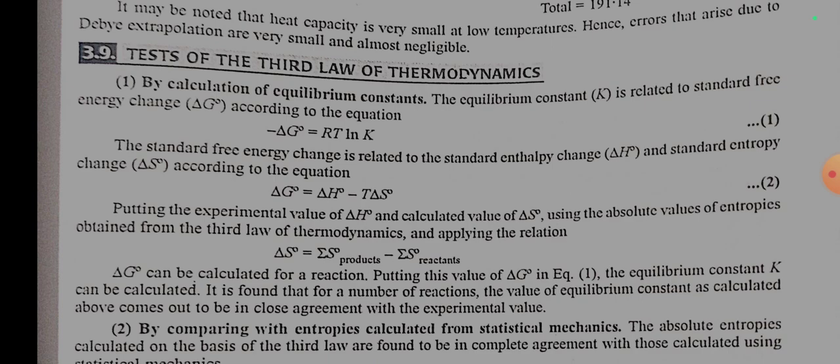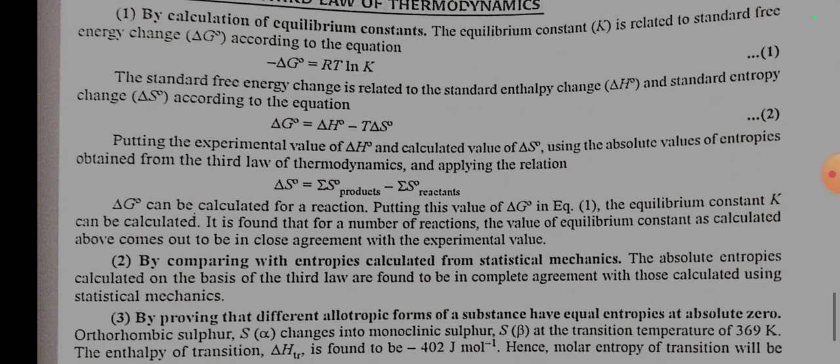Test of the third law of thermodynamics. Number 1. By calculating the equilibrium constant. The equilibrium constant is related to the standard free energy according to the equation minus delta G naught is equal to RT ln K. The standard free energy change is related to the standard enthalpy change and the standard entropy change according to the equation delta G naught is equal to delta H naught minus T delta S naught.